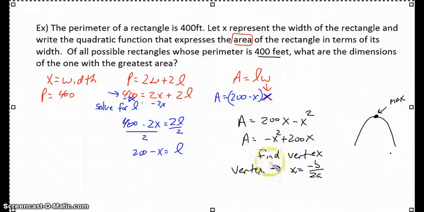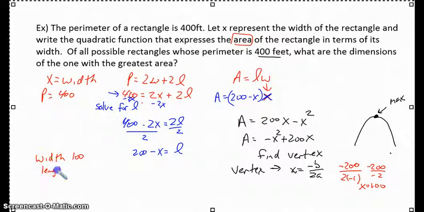So if I do that, negative b would be negative 200 over 2 times negative 1, and this would give me negative 200 over negative 2, which would be 100. So my x value would be equal to 100. And remember, x is really the same as the width. So I could say that my width would be 100.